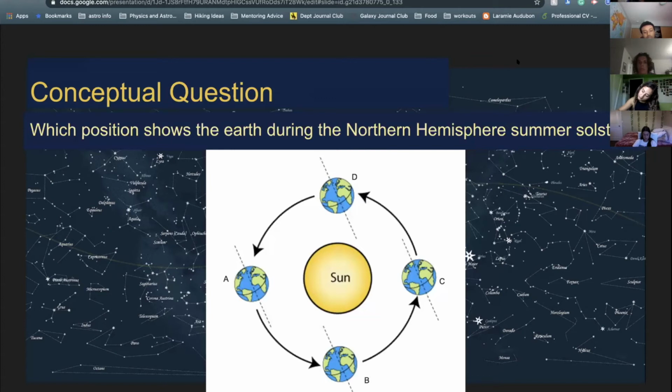So to see how we're all doing, I'm gonna send you guys a new poll. Just asking on this image, which of the points is going to show the summer solstice in the northern hemisphere?